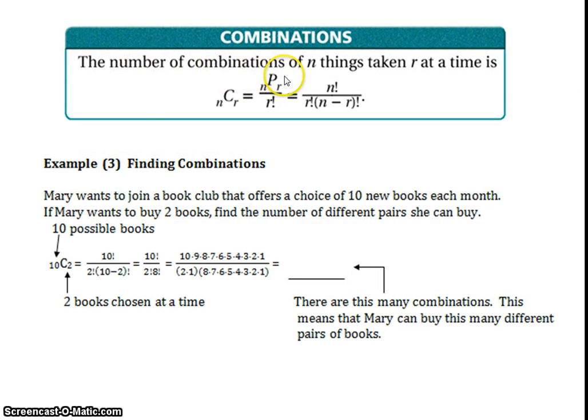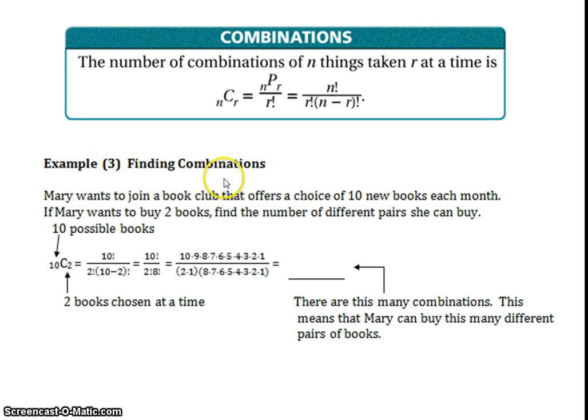Combinations. The number of combinations of n things taken r at a time would be read as n choose r, in which n would be in the numerator as a factorial. In the denominator, we would have r factorial times n minus r factorial.